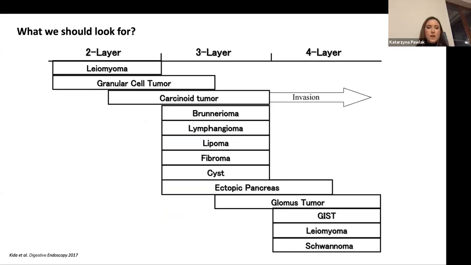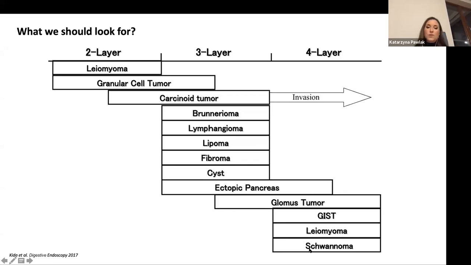And when you know what is what in the EUS view, you can think about the layer which is related to some type of tumor, a subepithelial lesion. And here you can see that some of them can be related to different types of layers, like, for example, ectopic pancreas, which can arise from the third, fourth, as well as the second layer. But some of them are typically located in the fourth layer, and these are GIST as well as schwannoma.